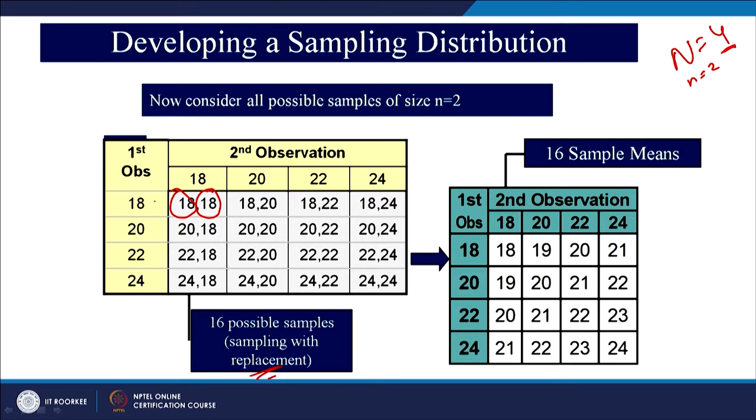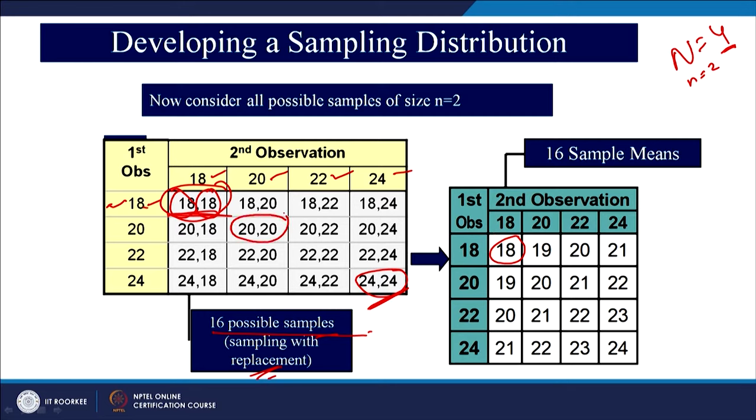In the first observation, let us say you are getting 18, second observation again 18. So these are 2 samples. Similarly, what are the different possible combinations? You can have 16 such combinations. First observation 18, second 18; first 18, second 20; first 18, second 22; first 18, second 24. So these are 4 observations, and similarly other observations. So total 16 possible samples with replacement. Now if you take the mean of all these pairs, then the mean of the first pair is 18, isn't it?